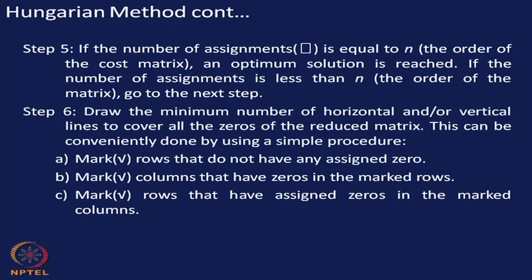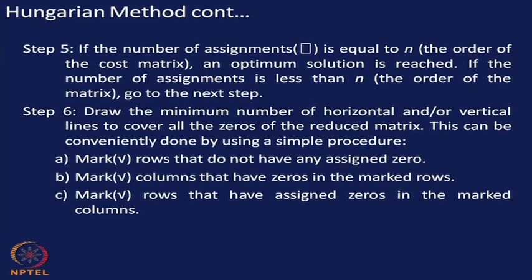Then in step 5, if the number of assignments is equal to n, then you have obtained the optimal solution. N means the number of works. So, you have actually allocated n jobs to n workers. Then you can stop and you have the optimal solution. But if the number of assignments is less than n, then the optimal solution has not been reached and you have to go to the next step.